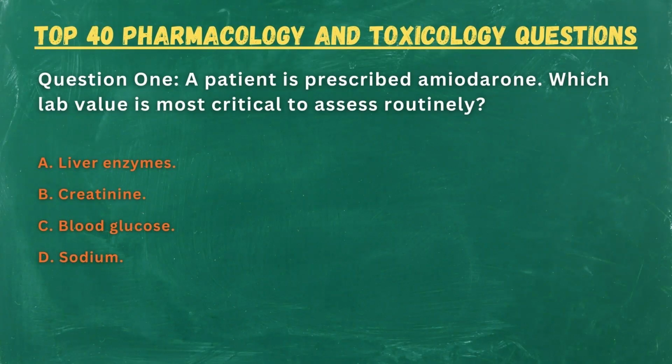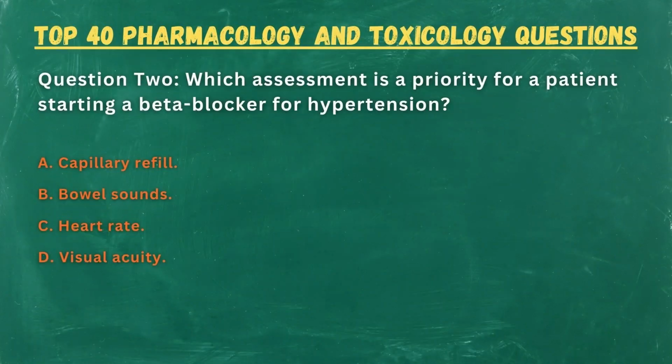Question 1. A patient is prescribed amiodarone. Which lab value is most critical to assess routinely? A. Liver enzymes. B. Creatinine. C. Blood glucose. D. Sodium. Answer: A. Liver enzymes.